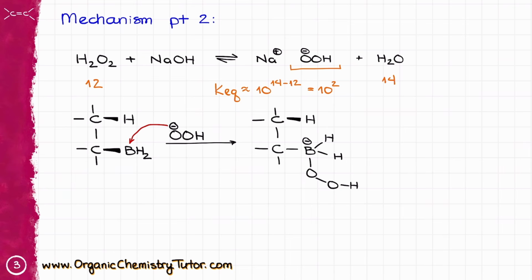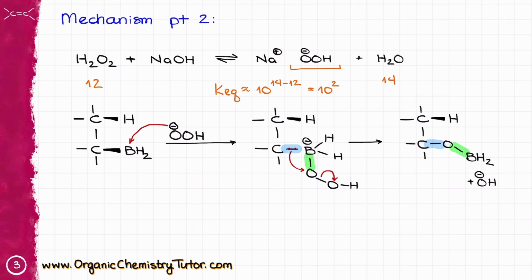Now, something very interesting is going to happen with this species. The electrons between carbon and boron are going to migrate towards the oxygen, and the bond between the oxygens is going to break, releasing OH minus into the environment. That gives me something that looks like this. The oxygen has essentially inserted itself between carbon and boron. The electrons that I had between carbon and boron are now between carbon and oxygen, while the electrons between boron and oxygen are still there. So I kind of flipped things around a little bit.